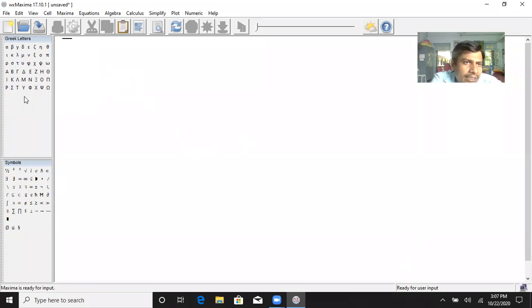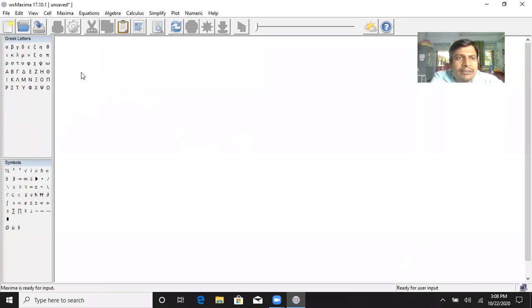Here some Greek letters are there: alpha, beta, gamma, delta, sigma, psi, theta, phi, and omega, that is ohm. Some symbols are also there, like 1 by 2, x square, that means x cap up to, that is x square, x cube, root. Some other symbols are here.